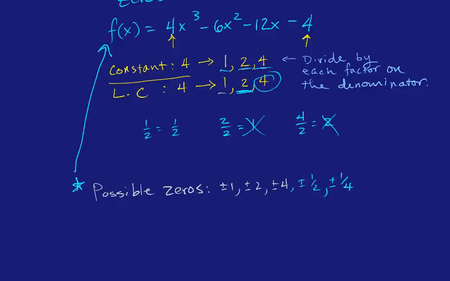Okay, so 4 is the number that I'm picking. If I want to know if 4 is a 0, that's the question we're asking. So I take 4, put it on the outside of the synthetic division box, put 4, -6, -12, and -4. And then you just go off to the races. 4, that'd be 16, 10, that'd be 40, that'd be 28.